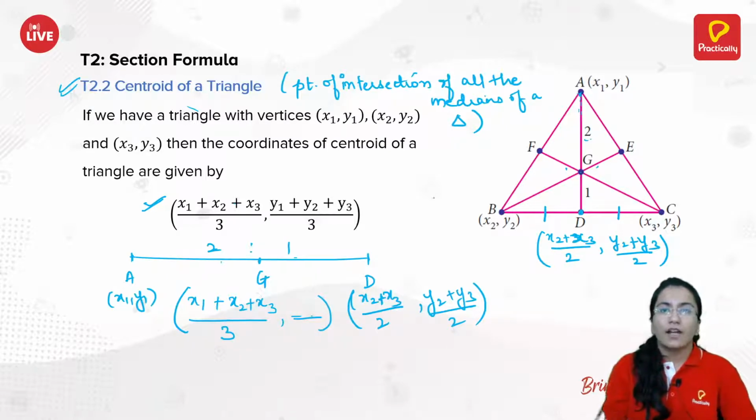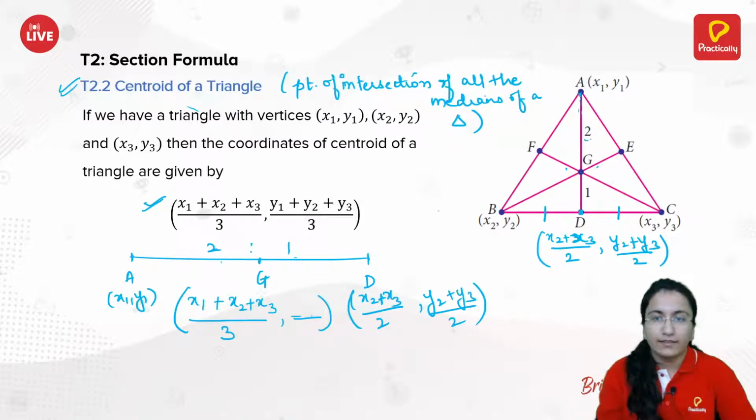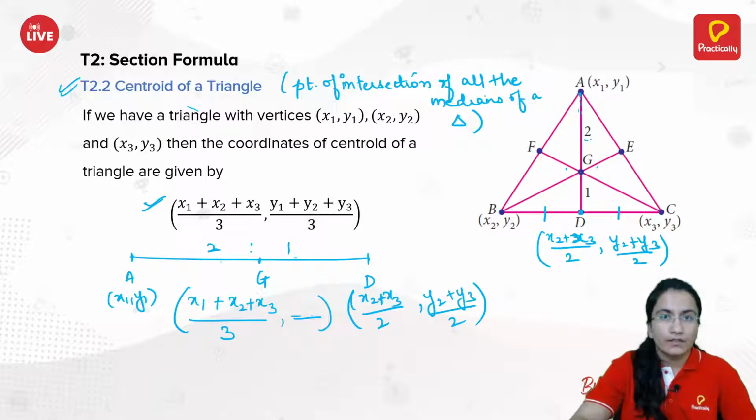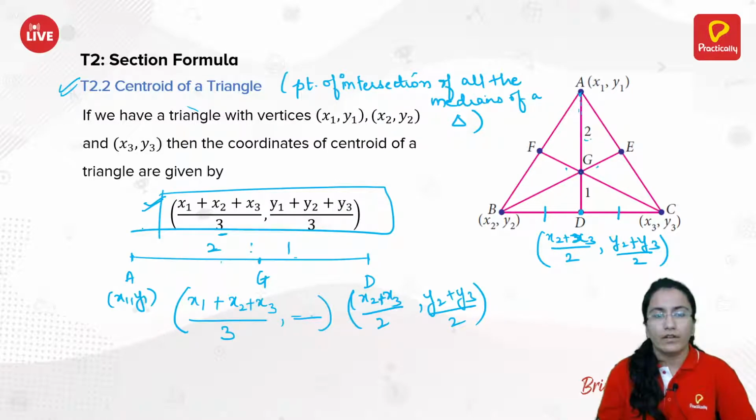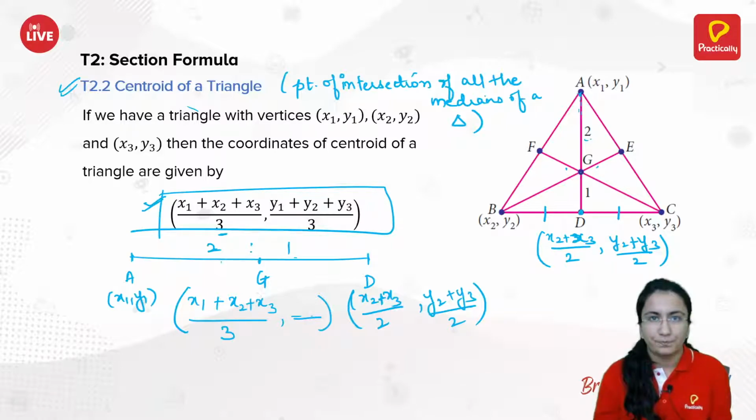So basically how you can remember it directly is to add all the x coordinates of the given vertices, right? So x1 plus x2 plus x3 divided by 3. Next, for the y coordinate, y1 plus y2 plus y3 divided by 3. So this will represent the coordinates of the centroid. Do remember it directly. Okay.